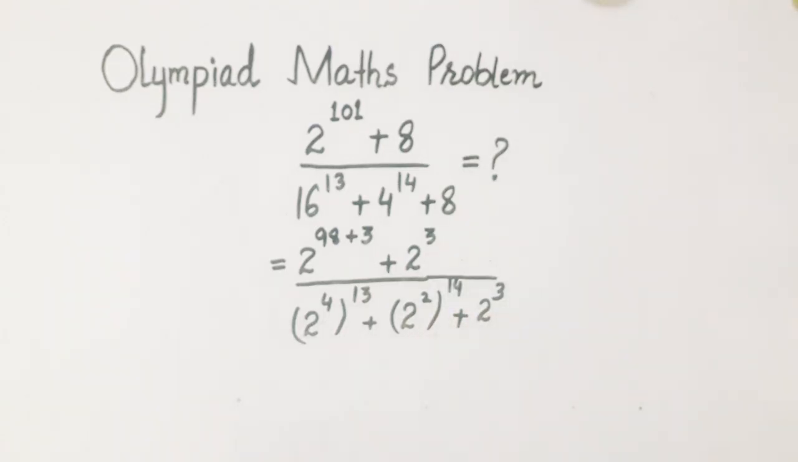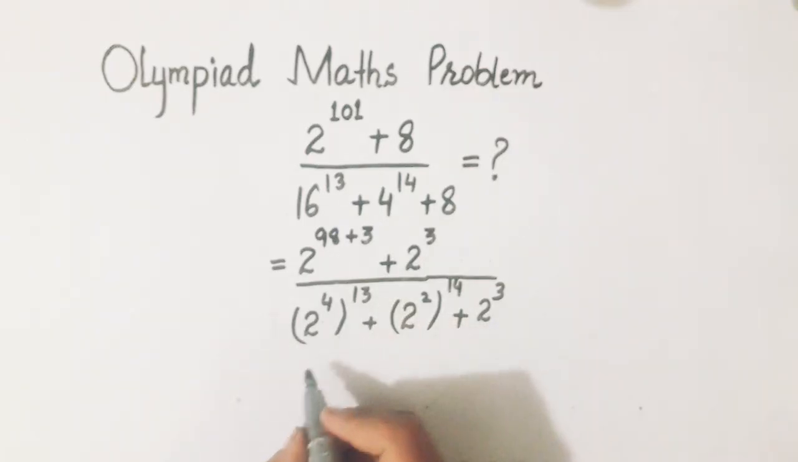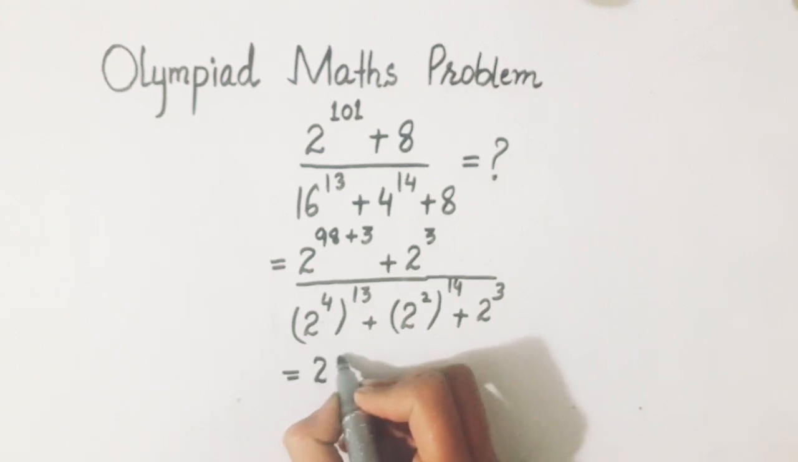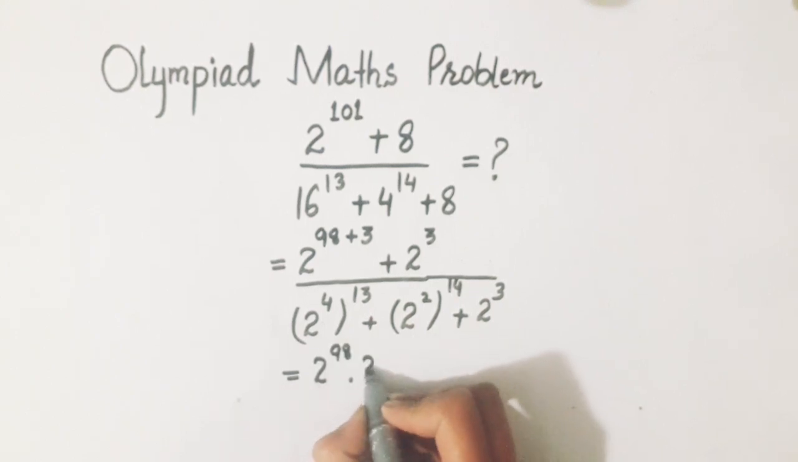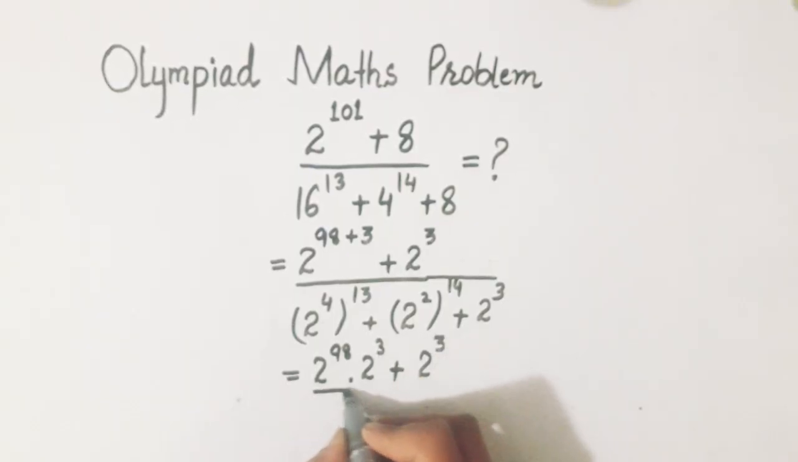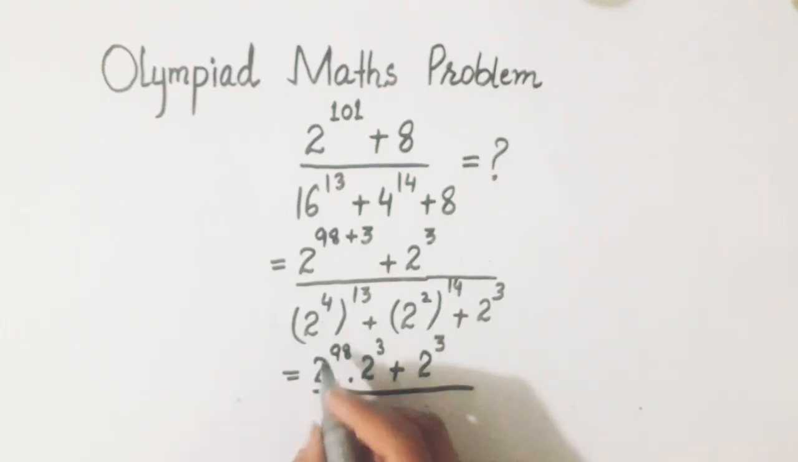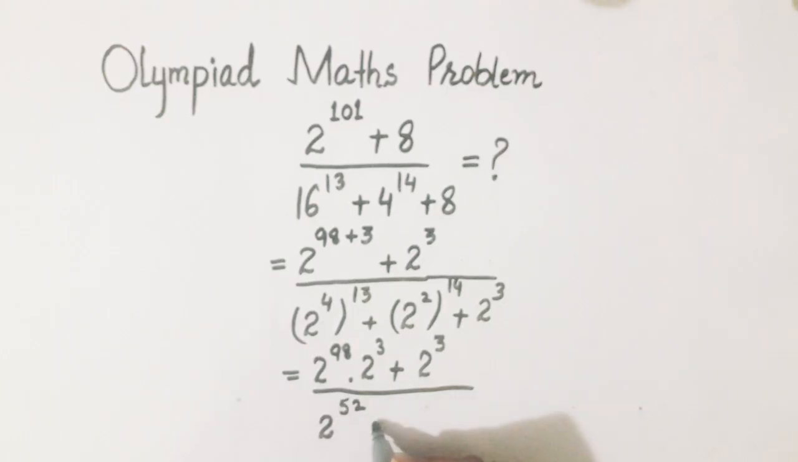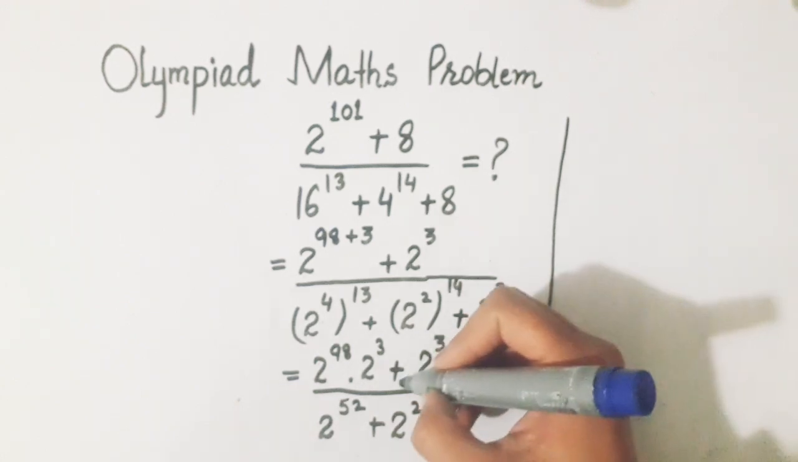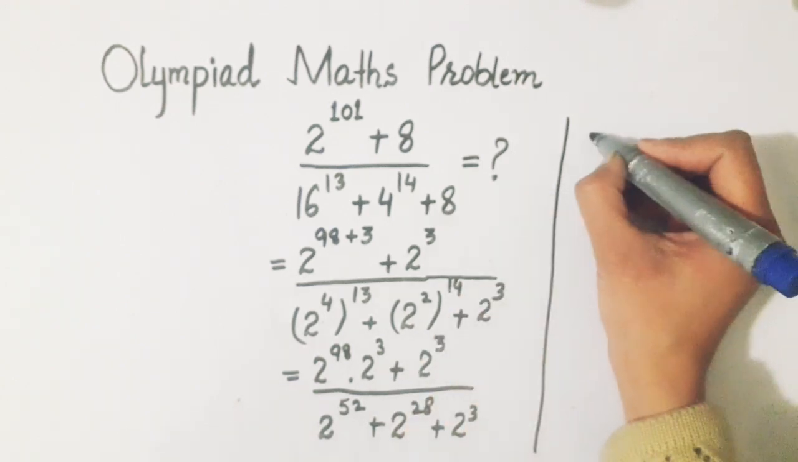Now we will split the power, so 2 raised to power 98 into 2 raised to power 3 plus 2 raised to power 3, and divide this by 2 raised to power 52 plus 2 raised to power 28 plus 2 raised to power 3. Now we will solve this further by taking 2 raised to power 3 as common.